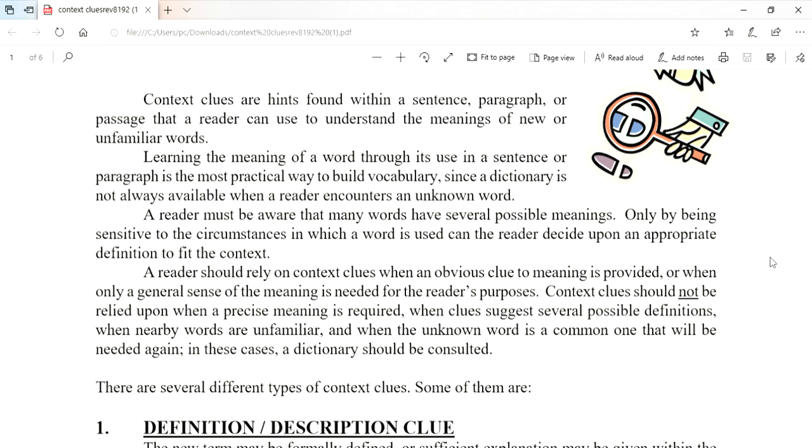So you should take note of this aspect in the fourth paragraph. Over here in the fourth paragraph, we've been told about when you might not possibly use context clues to your advantage. I'll leave it for you to read for a minute or so. I think that will be good for that.